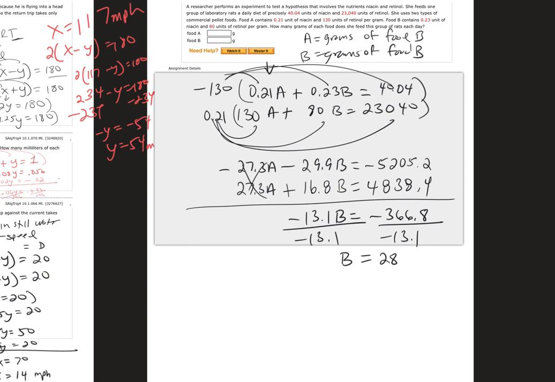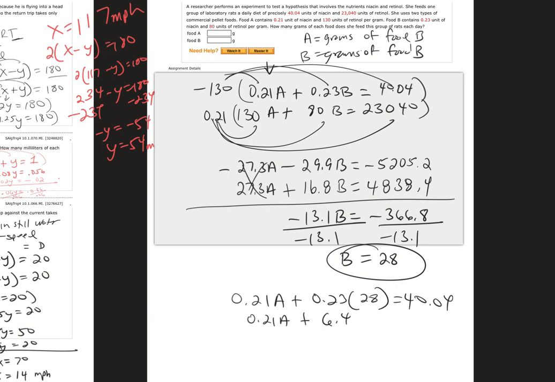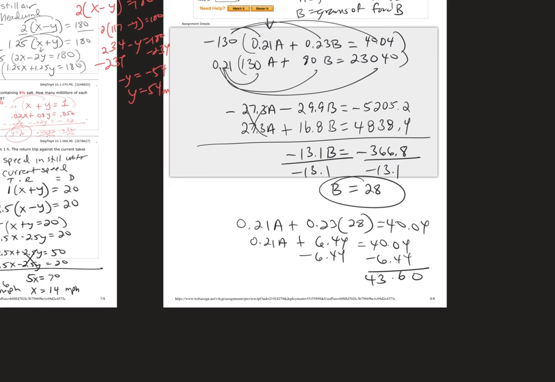In order to figure out how much I need of A, I'm going to have to go ahead and plug this into one of my original equations. So I'll just pick this first one. B is going to be 28. If I multiply 0.23 times 28, I get 6.44. I'm going to subtract this from both sides, and then I have 0.21a is equal to that, and I just have to divide both sides by 0.21.